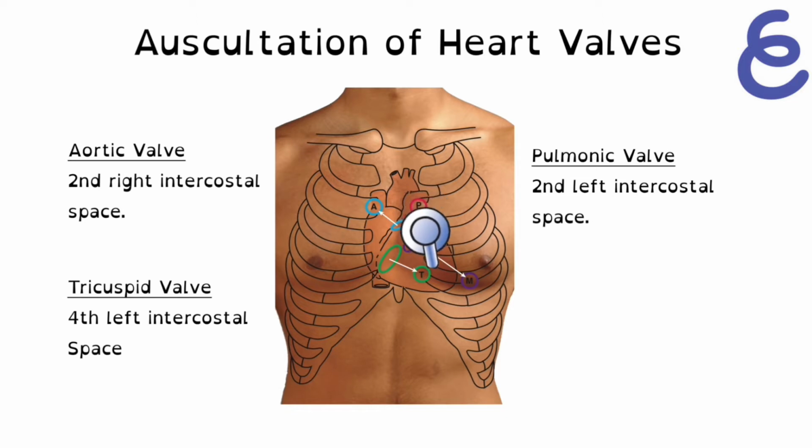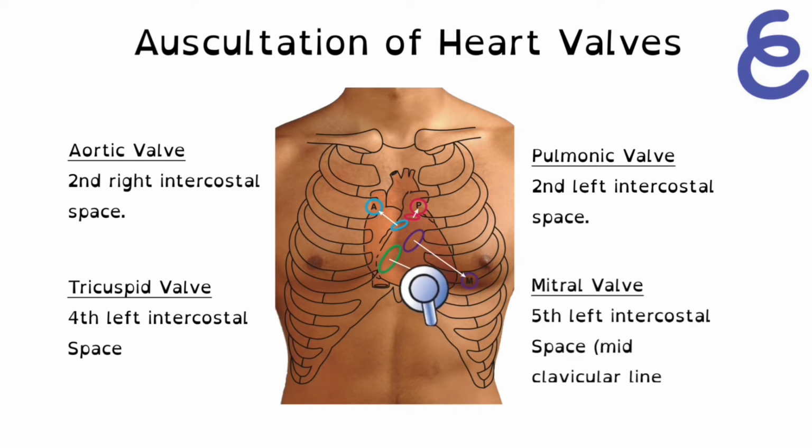The auscultation for the tricuspid valve will be at the fourth left intercostal space. When auscultating for the mitral valve, you want to go to the fifth left intercostal space at the mid-clavicular line.